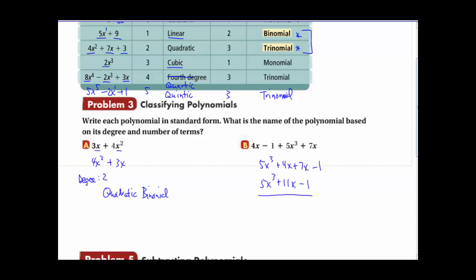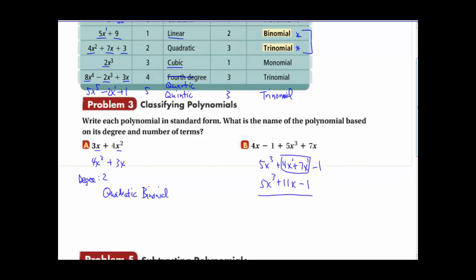All right, welcome back. If you notice, I rearranged them from highest to lowest. Starting with the 5x to the 3, then both of the next ones are x's, so I just put plus 4x plus 7x minus 1. We can combine the ones in the middle. They have the same degree, so they are like terms. When we add 4 plus 7, we get 11, and remember, we keep the same degree, so it's x to the first, and then minus 1. So our answer was 5x cubed plus 11x minus 1.